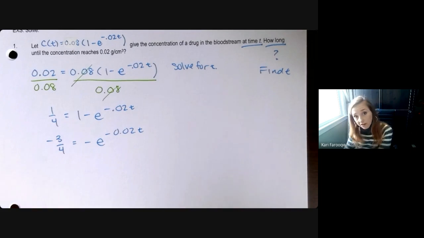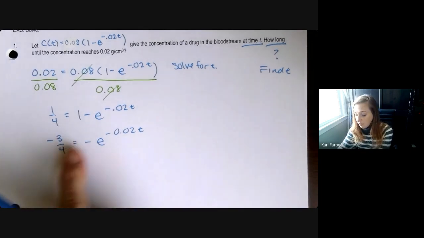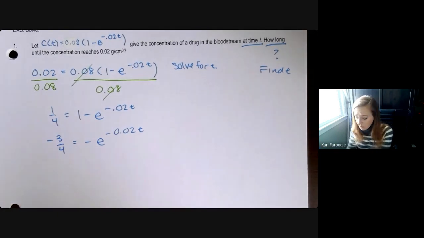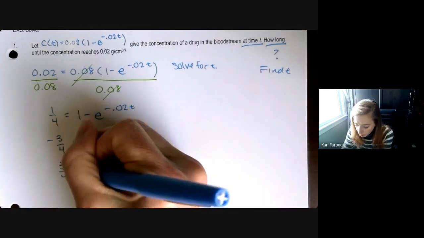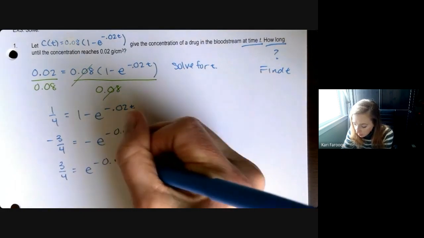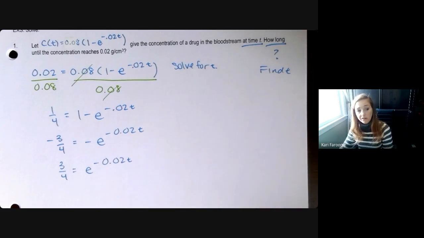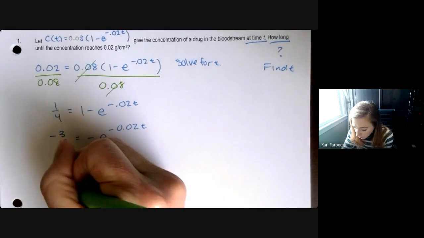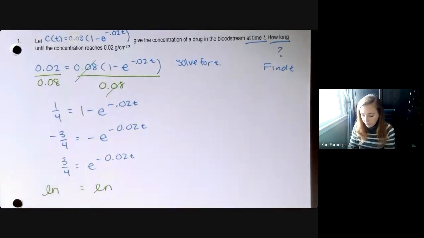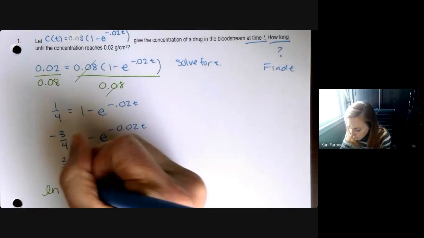If this is driving you crazy, like it's driving me crazy, I don't want to have a negative on both sides. I'm just going to multiply both sides by negative 1. And I have 3/4 is e to the negative 0.02t. And I'm still trying to get t by itself. So I'm going to apply the natural log to both sides now, because all I have left is this variable term with the variable in the exponent. So I'm going to apply the natural log to both sides of this equation.